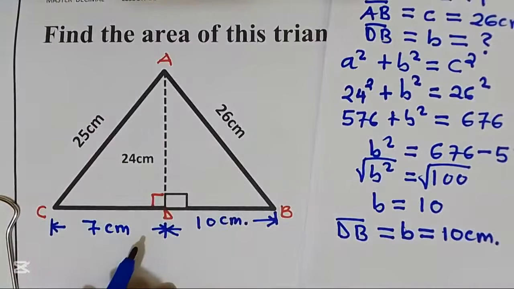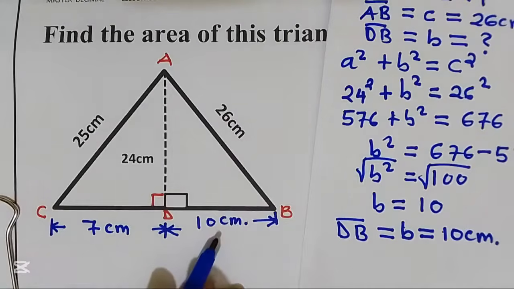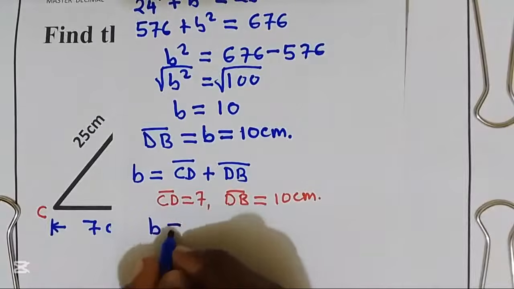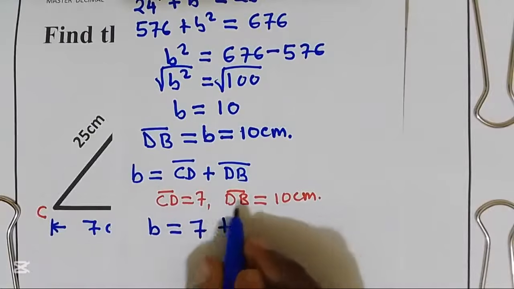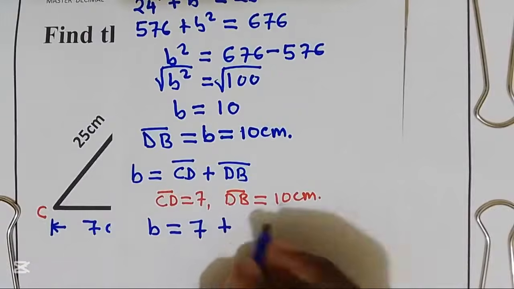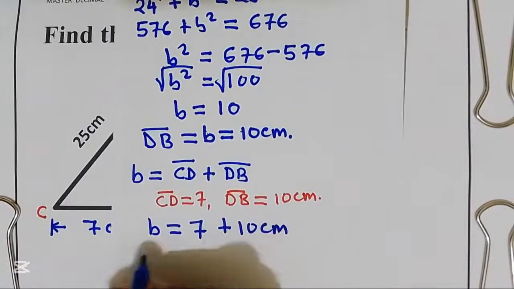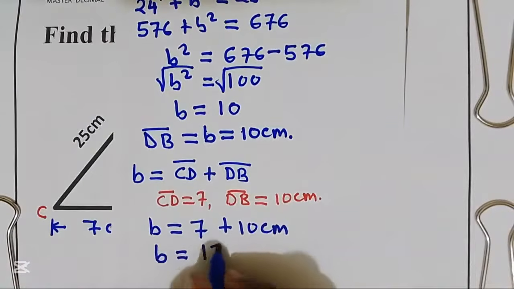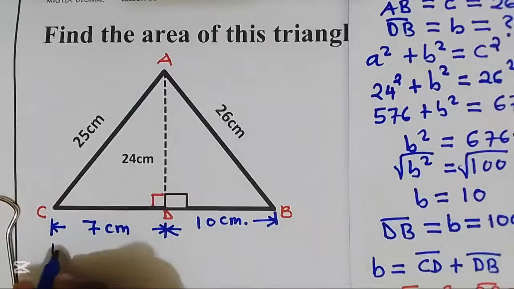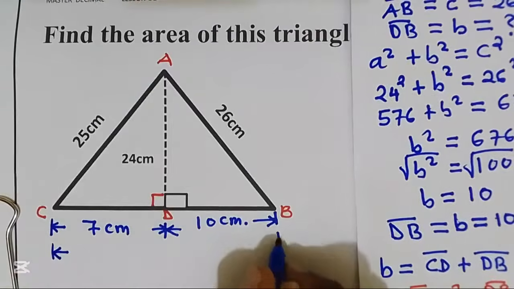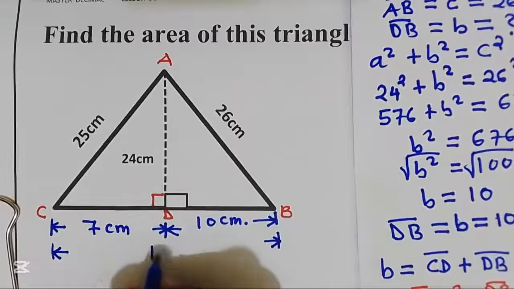From here now, it is easy to find the area since the base is going to be the sum of 7 plus 10. The base of the triangle is equal to CD, which is equal to 7, plus DB, which is equal to 10 centimeter, which gives us base equal to 17 centimeter. From C to B, it is 17 centimeter.